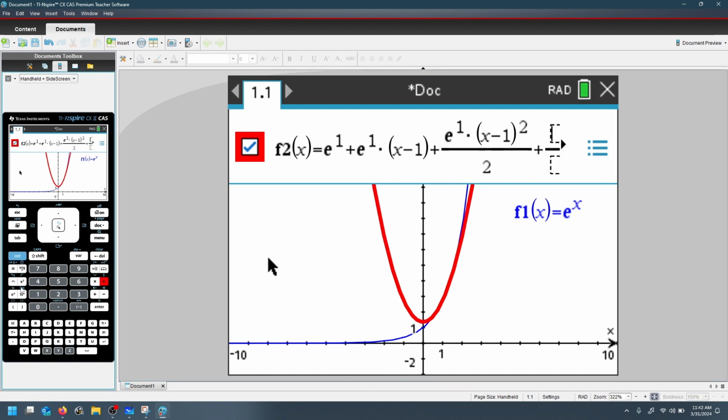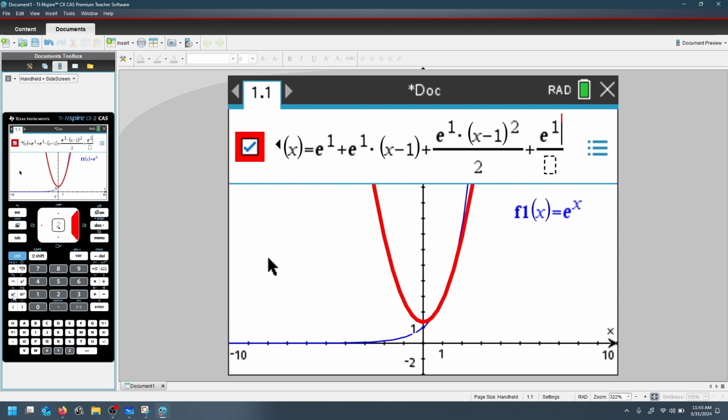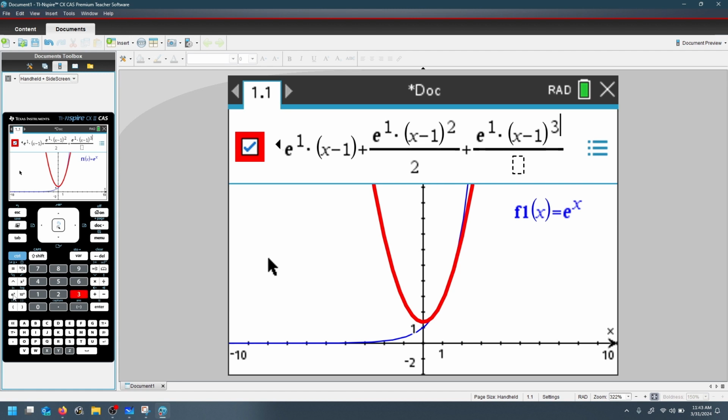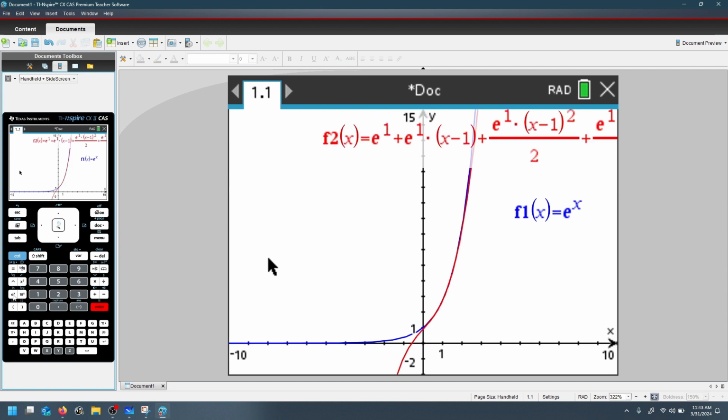As always, on the top, we're going to get e to the first, and we're going to say times, parentheses, x minus 1 to the third. And then on the bottom, you've got 3 factorial, which is just 3 times 2, which is 6. Hit enter. And as you see, it just gets better and better. So the more terms you add, the better your Taylor polynomial will approximate the original function.